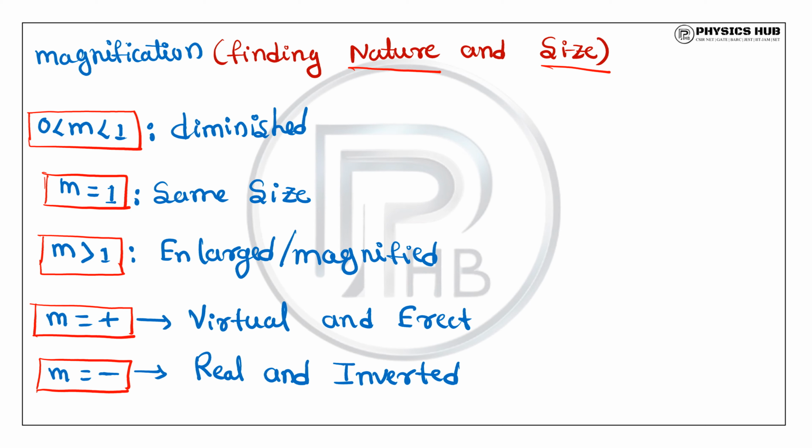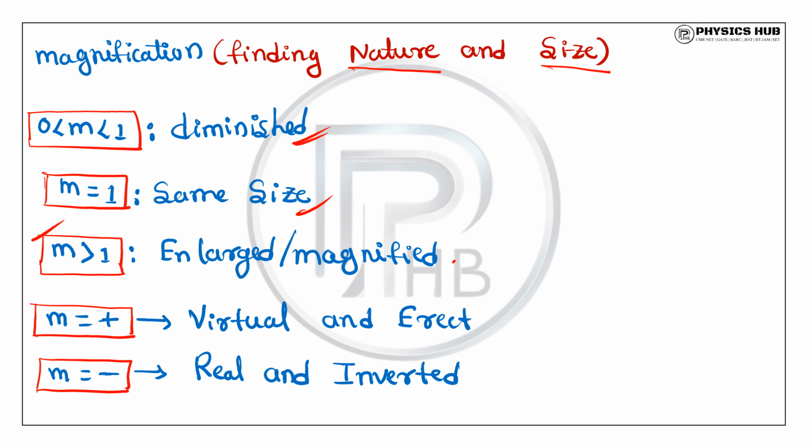We can find the nature and size of the image by using magnification. If the magnification lies between 0 to 1, the image is diminished, meaning compared to the object height, the image height is smaller. Next, m is equal to 1 means the image height and the object height are the same. Next, m is greater than 1 means we get an enlarged or magnified image, meaning compared to the object height, the image height is greater.